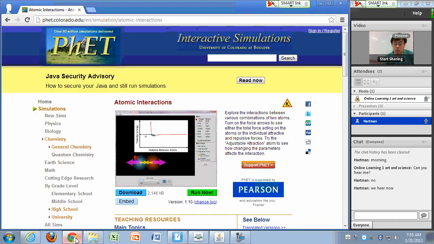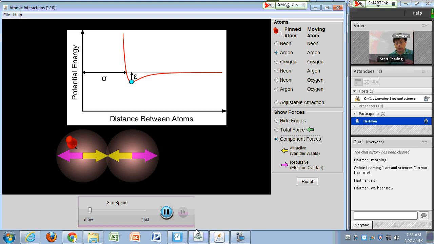So let's go to phet.colorado.edu. They have a simulation for atomic interaction. If you go to that website and click on Run Now, it will download the Java simulation for you. I already have that loaded here, so this is what you'll see. Let's say we want to look at the interaction between two argon atoms. So this right here is a potential energy curve for the interaction of two argon atoms.